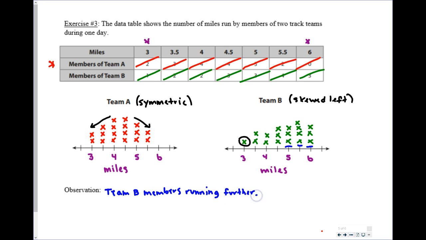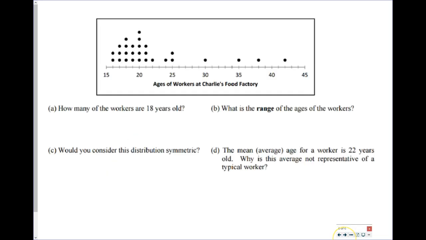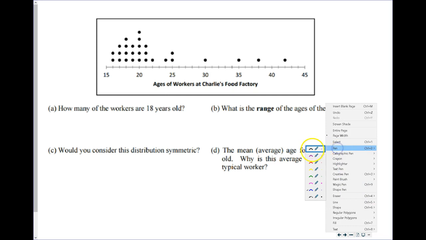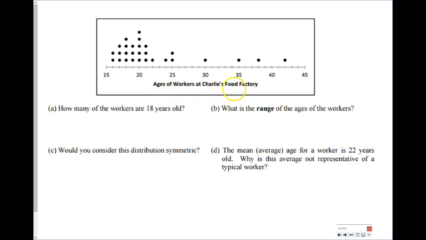Okay, and we always want to be able to make an observation from data. You know, the only point of collecting data is to attempt to make observations about it and think about what it might mean. Okay. The last question I have here is being able to look at a dot plot and answer some questions about what you're seeing. So instead of just making your own observation, you get a prompt to answer. So this is a dot plot that is ages of workers at a food factory. So question A says, how many of the workers are 18 years old?